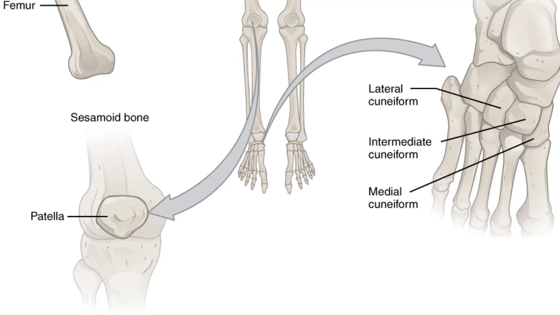So this ends my topic about the classification of bones, and they are long bones, short bones, flat bones, irregular bones, and sesamoid bones.